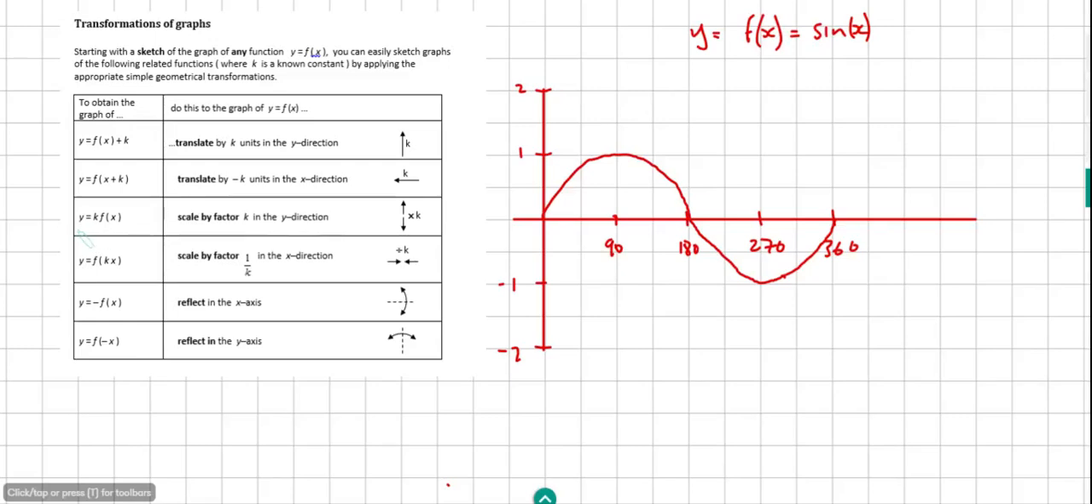We're now going to look at the transformation which is given by y equals k times f of x, where k is a number. And so what that would be is a scale factor k in the y direction.